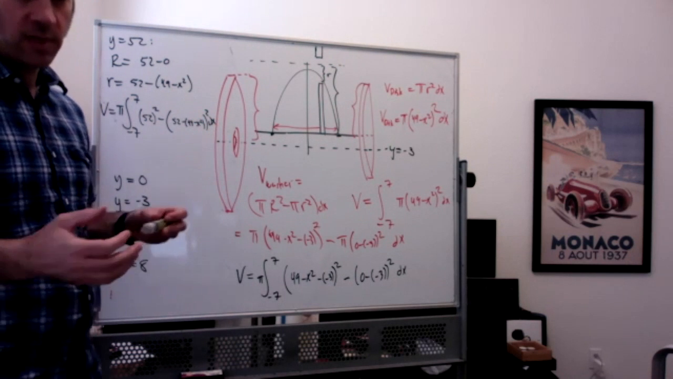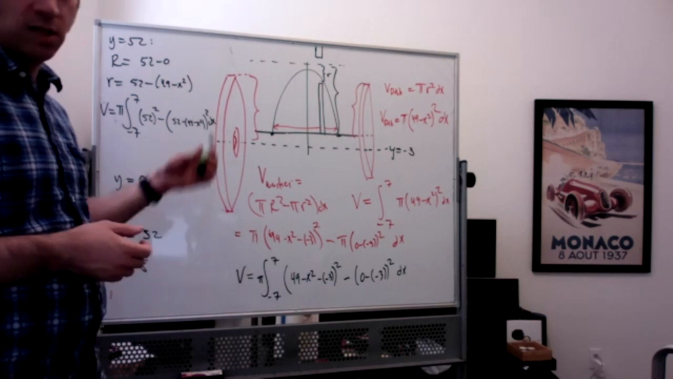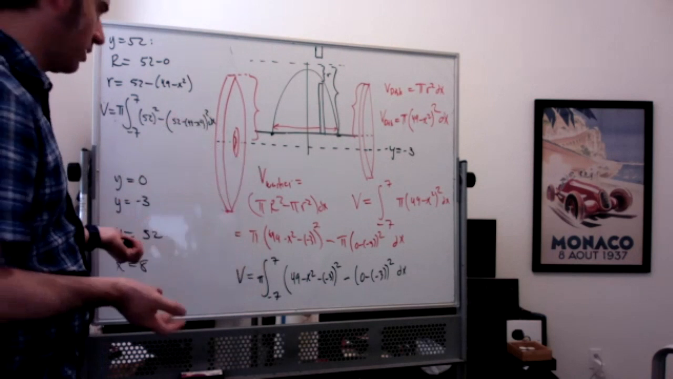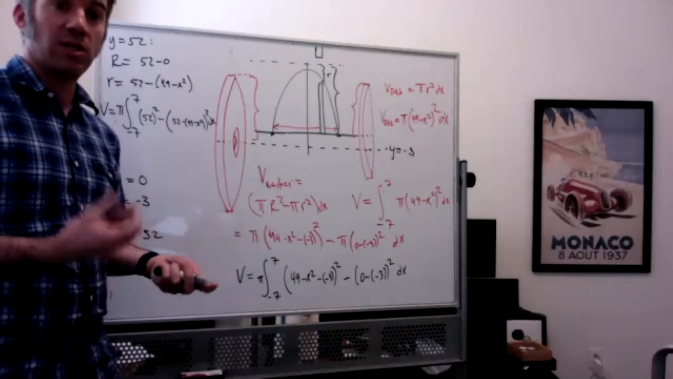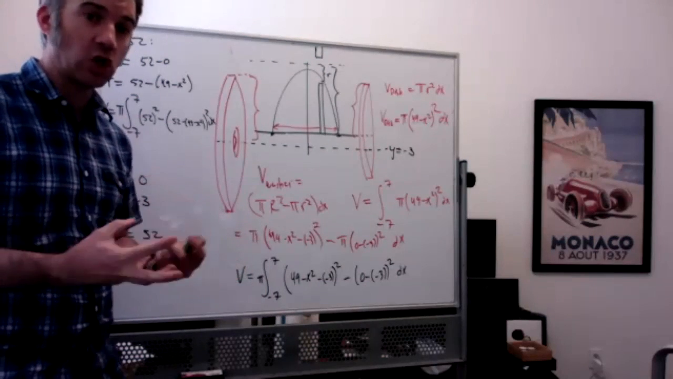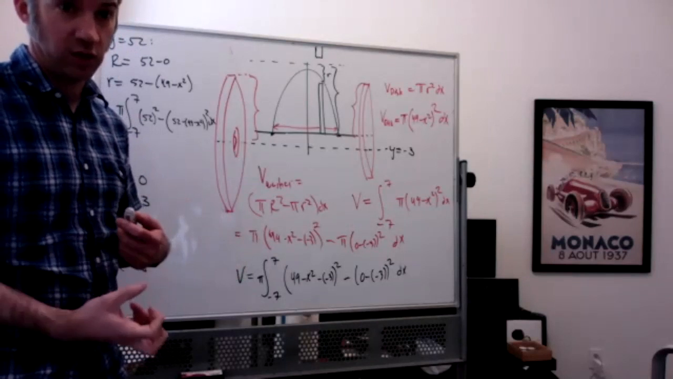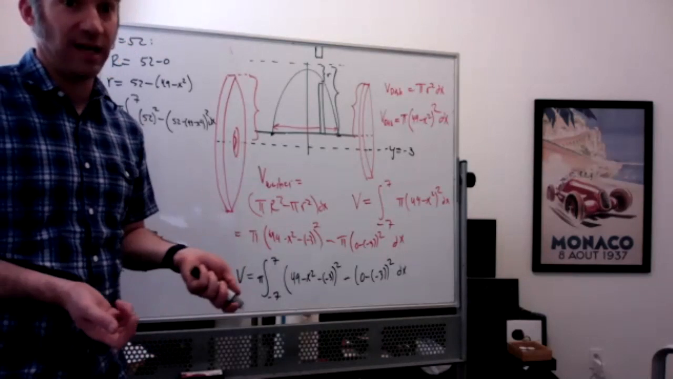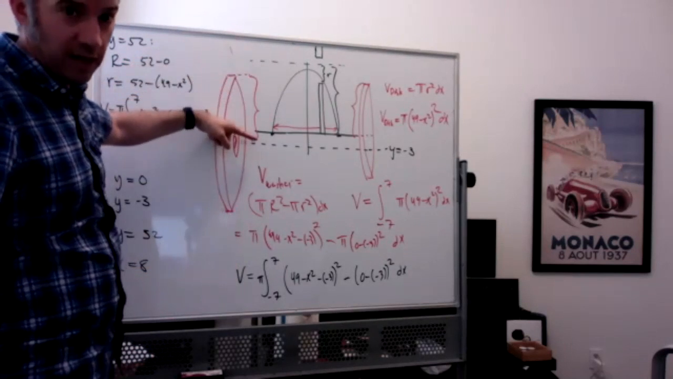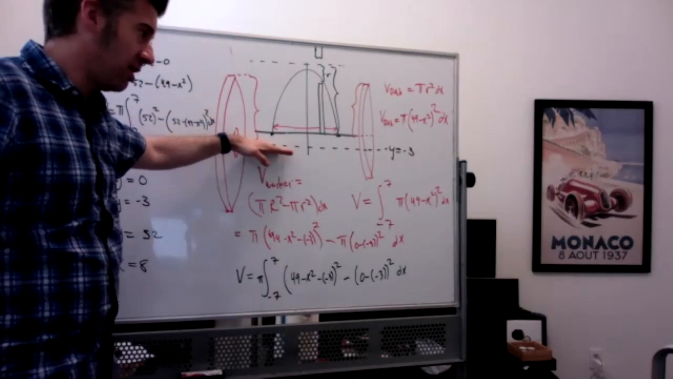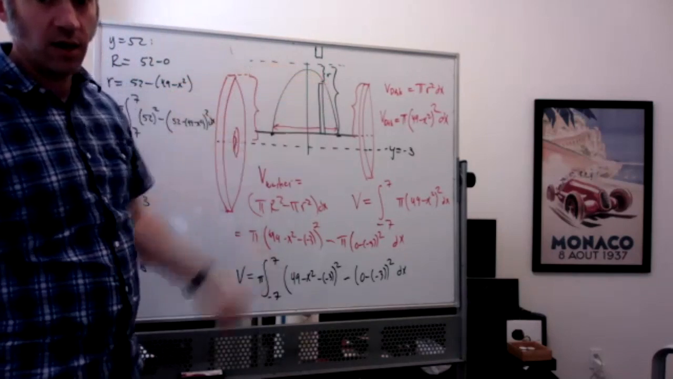Okay, so all of those ones basically, it's always disk or washer method. And you're always just trying to think about what your outer radius is, so your outer radius is always the function that's further from the axis of rotation. So it depends on where the axis of rotation is, right? If the axis of rotation is up here, your function further away is down there. If your axis of rotation is down here, your function further away is up there.